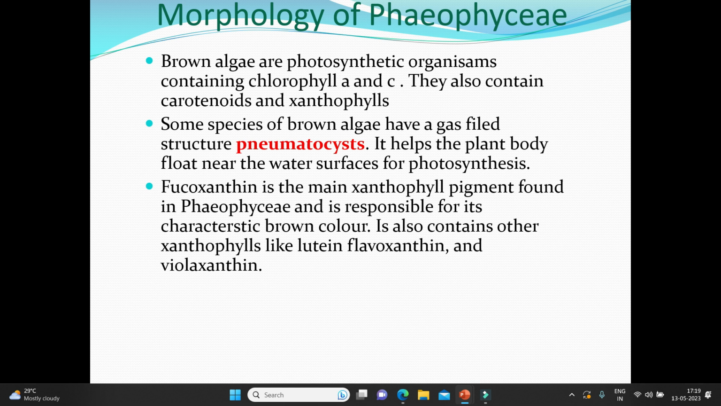The cell wall of Phaeophyceae has two layers. The innermost layer is made up of cellulose, and the outer layer is made up of alginic acid and succinic acid.